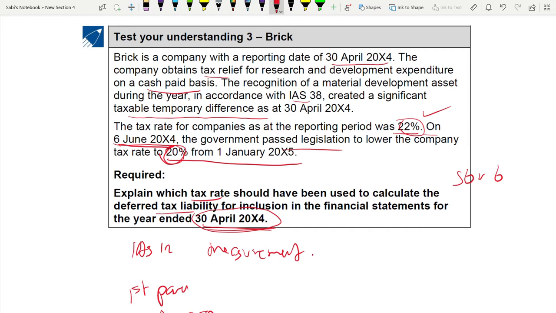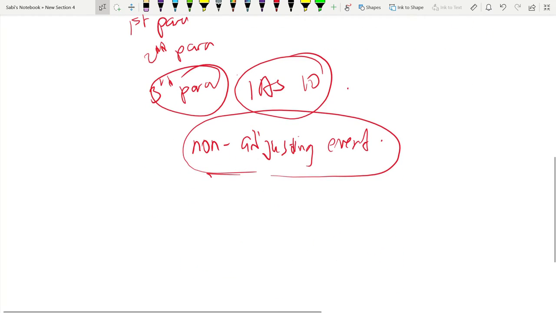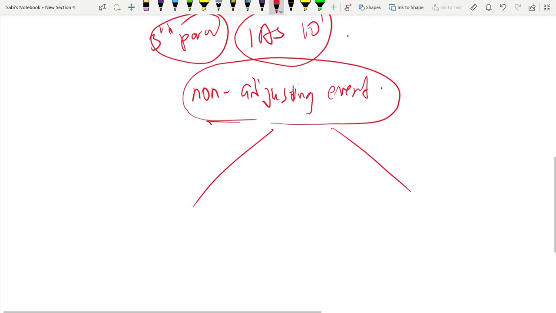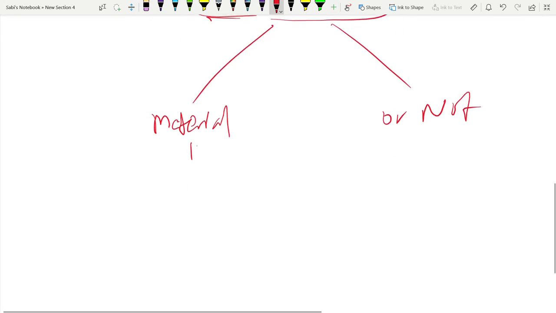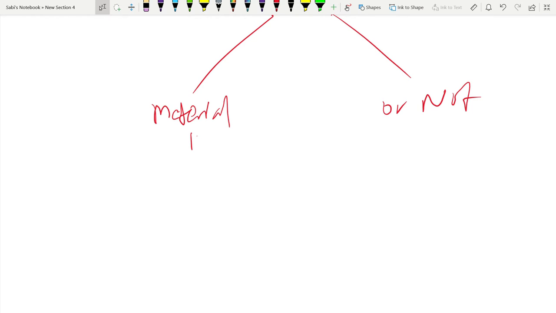But remember, when it's non-adjusting, there are two things that you can do. When it's adjusting, it's very easy. Go and adjust. Nothing to worry. But if it's non-adjusting, you have to worry more. Even though it looks easy, there are two things to do. Number one, whether it is material or not. If it is material, that means affecting going concern. Anything material will affect your going concern assumption. If it is, adjust. If not, disclose.